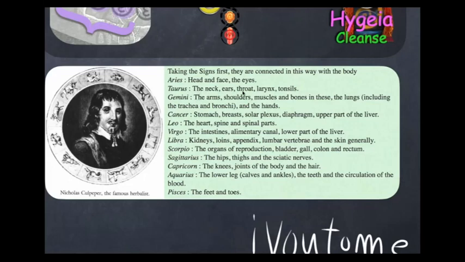Taurus, the neck, the ears, the throat, the larynx, the tonsils. That's across from Scorpio, the organs of reproduction, bladder, gall, colon, and rectum. These are so important because if we're not using our body properly, the effects of these two come into play. Because Taurus, the bull, is the one that is the mother, the earthen mother that has sex with the Scorpio.